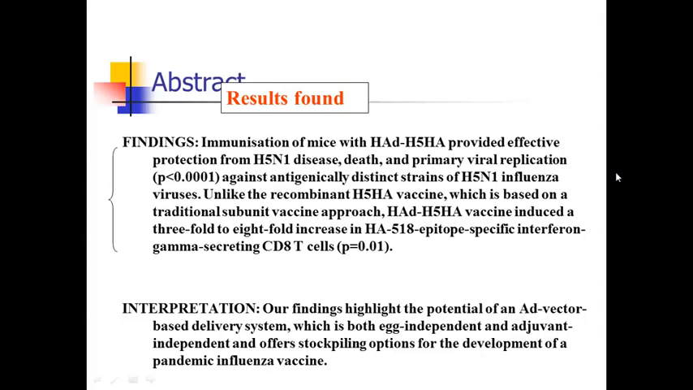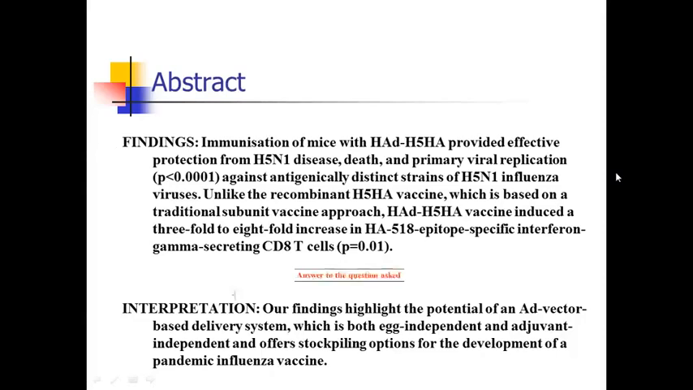And then they tell you that the vaccine induced a 3-fold to 8-fold increase in CD8 cells, so in your immune cells. So they actually give you an effect size for that. This is a big effect on your immune cells, and they give you one more p-value. So that's the main results. Notice they gave you only a couple of numbers in there.